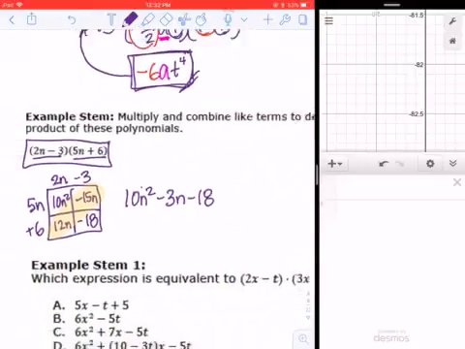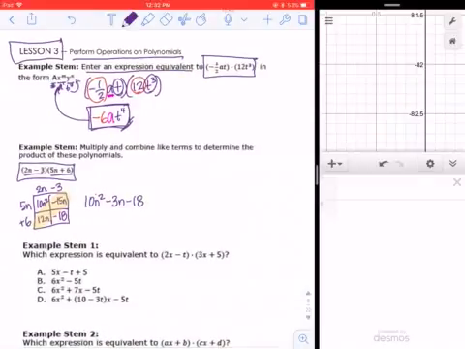There's really no reason to freak out when they give you all these directions. What they mean is multiply, that's the box, and combine like terms, that's the yellow part here, to determine the product. That just means the answer of a multiplication problem. So we can get that one for sure.